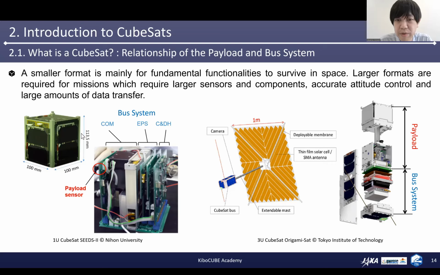There are payloads, sensors, cameras, extendable masts, and a deployable membrane. A smaller format is mainly for fundamental functionalities to survive in space. Large formats are required for missions which require large sensors and components, accurate attitude control, and a large amount of data transfer.